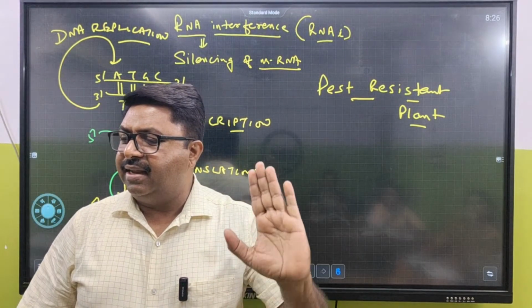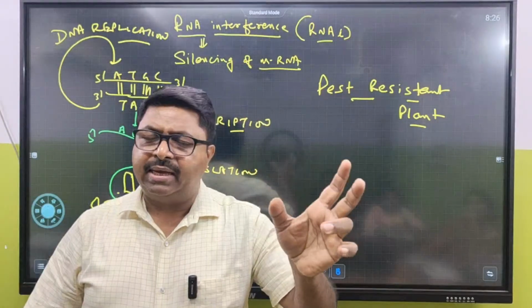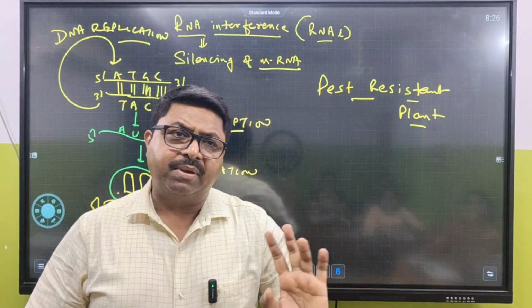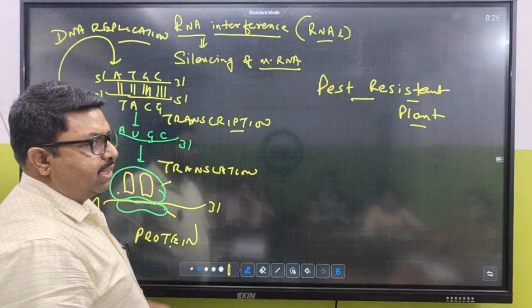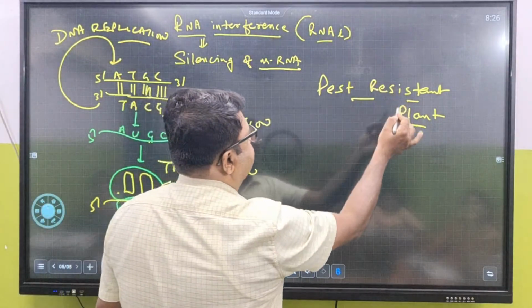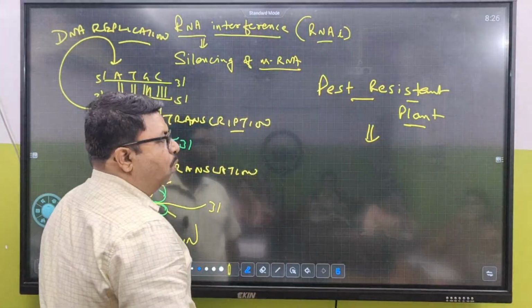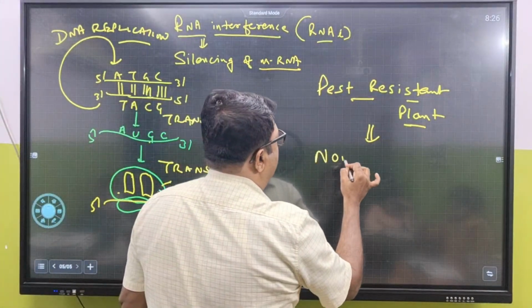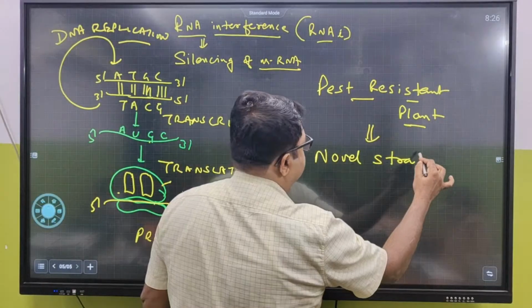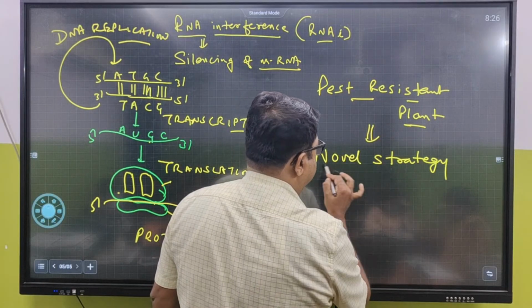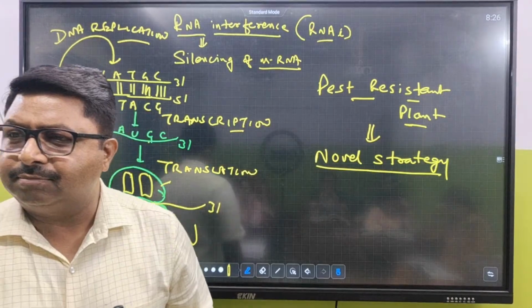Fine. First we will go through the information in NCERT line by line, and after that we will go into the information in a little more depth, which is going to help you understand it completely. Pest-resistant plant. Find out the term in your book where it is written novel strategy. Find it and underline the term novel strategy.